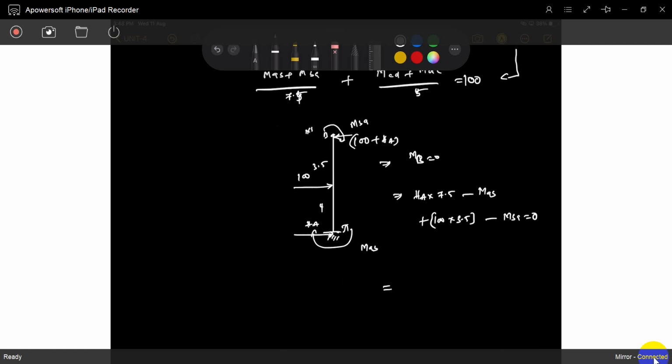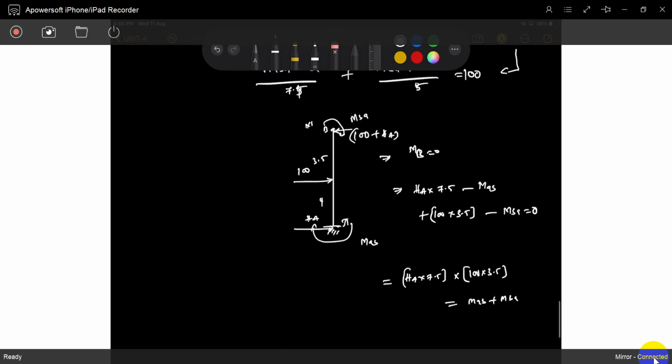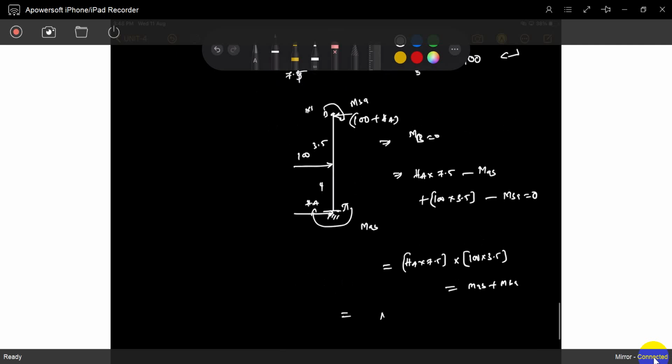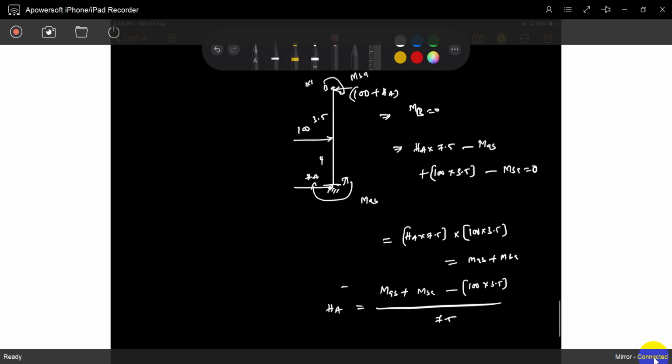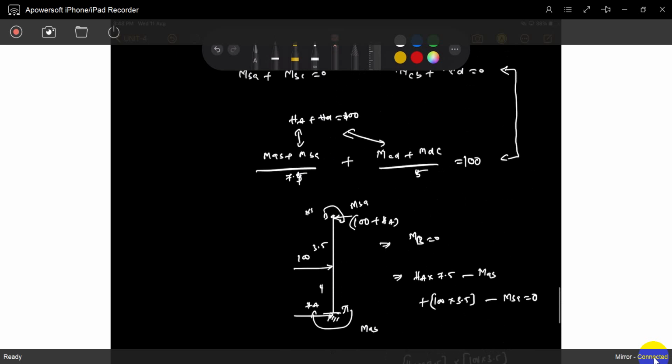So see, HA into 7.5, 100 into 3.5, is equal to MAB plus MBA. So now MAB plus MBA minus 100 into 3.5, divided by 7.5, is equal to HA. So that's it. HA is MAB plus MBA by 7.5.